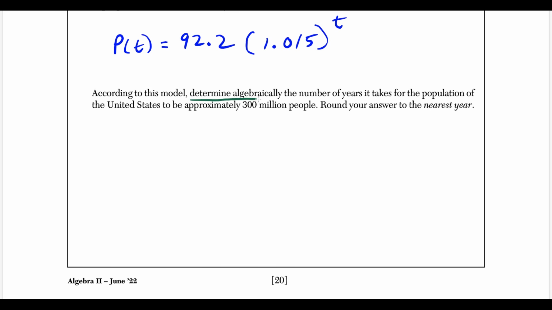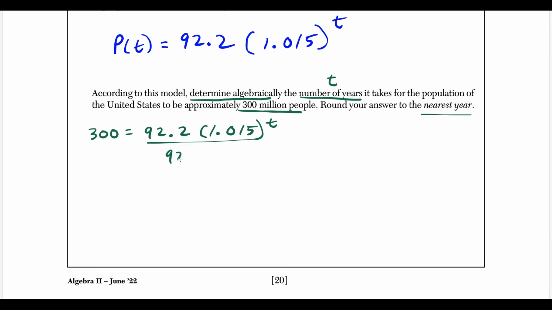So for the final part here, we're going to use this model for P of t, and we're going to determine algebraically the number of years, which tells me right away we're solving for t. We're solving for the number of years it takes the population to reach 300 million people, and we round to the nearest year. So for this, we're just going to let P of t equal 300, and we're setting this equal to 92.2 times 1.015 to the t power. So from here, this is all algebra. So we're going to divide both sides by 92.2, and that's going to get the exponential term by itself. So that brings us here. We have 300 over 92.2 equals 1.015 to the t power.